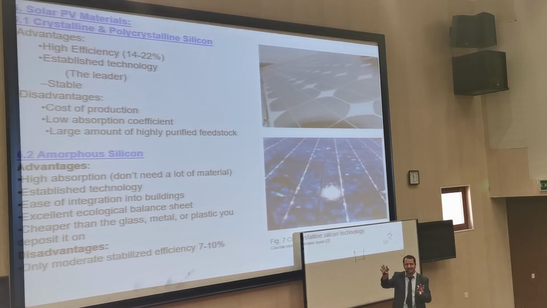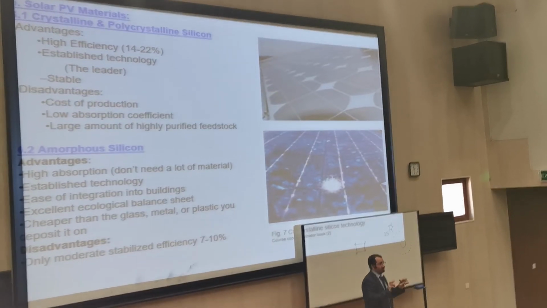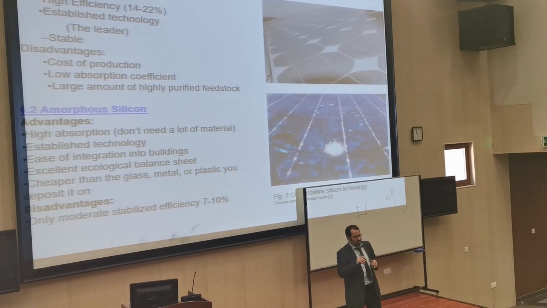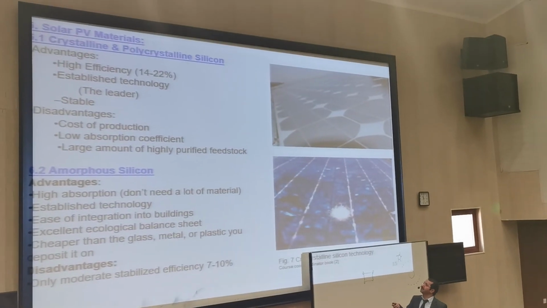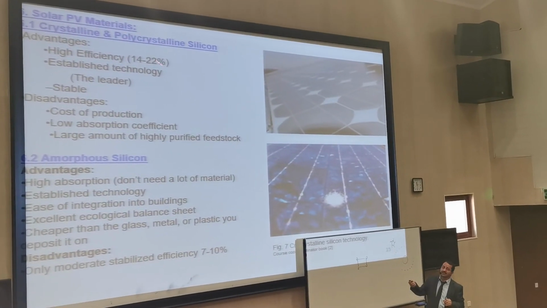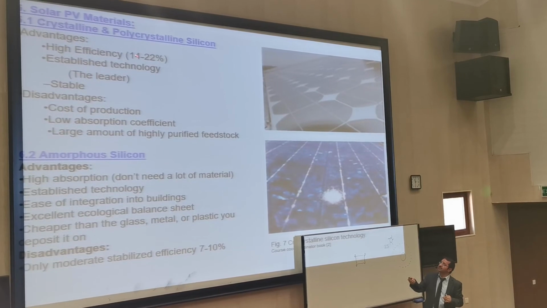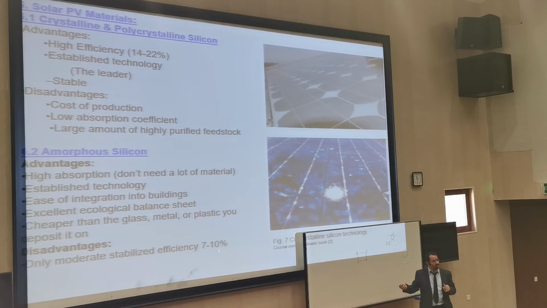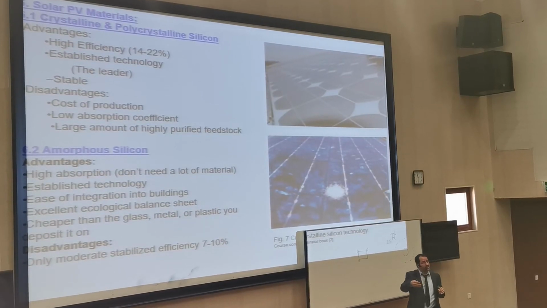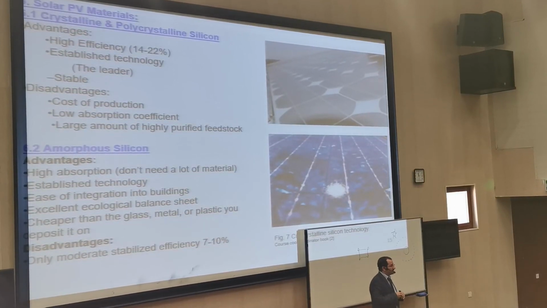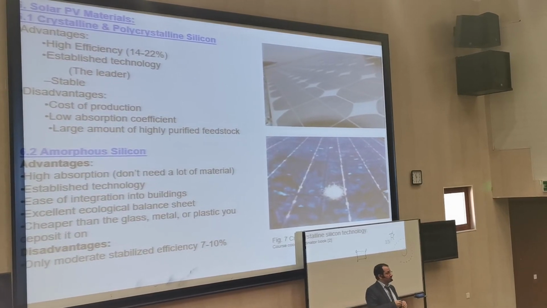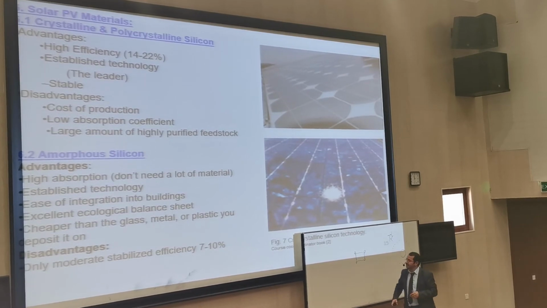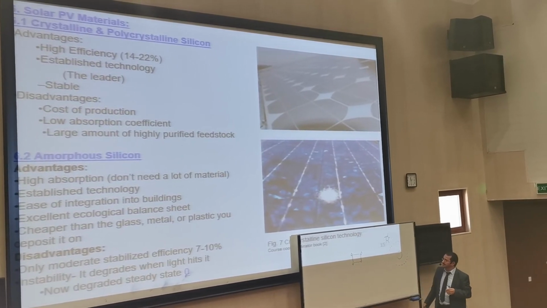Please try to remember this; we'll put these numbers in our mind to compare later with other renewable energy technology. As an example, have a look here. This crystalline, how much is the efficiency? 14 to 22, right? How much is the efficiency for the other one, amorphous? So very low, okay? Later we will see how much the expected efficiency is for wind, for hydro, for geothermal, okay? Because we want to compare these efficiencies.